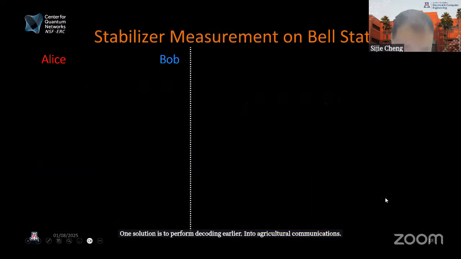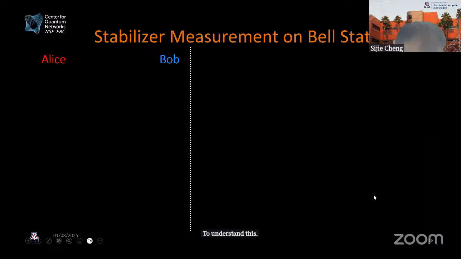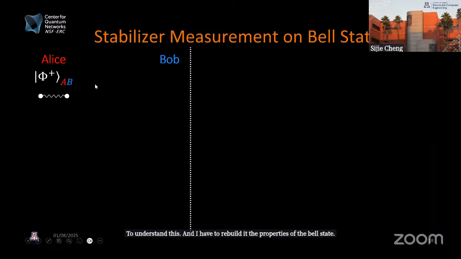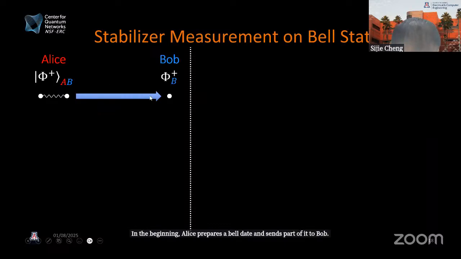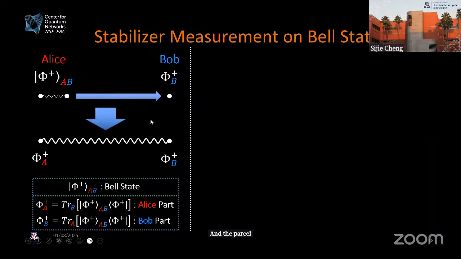To understand this, let's revisit the properties of the Bell state. At the beginning, Alice prepares a Bell state and sends part of it to Bob through a quantum channel. Here, we assume the quantum channel is perfect, and then the parts at Alice and Bob form a Bell pair. The mathematical form is below. I may not go deeper into this part.